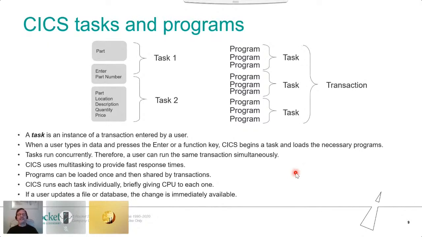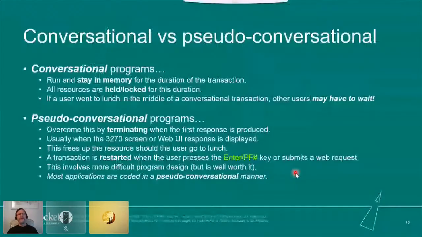And then each task runs, getting a brief amount of CPU until they issue something that holds them up or the task physically ends. So the first thing I pop into here is conversational versus pseudo-conversational programming. Conversational programming is easy to understand. It's almost like a batch job. It starts, it runs from beginning to end, and at the end, it's done.